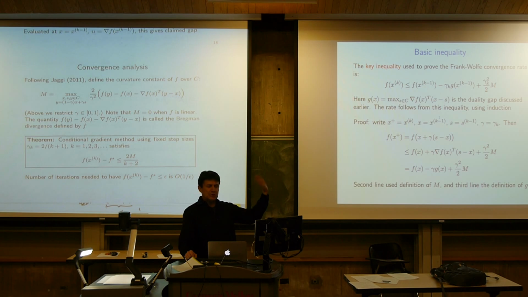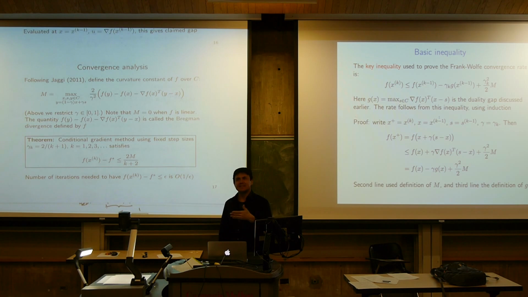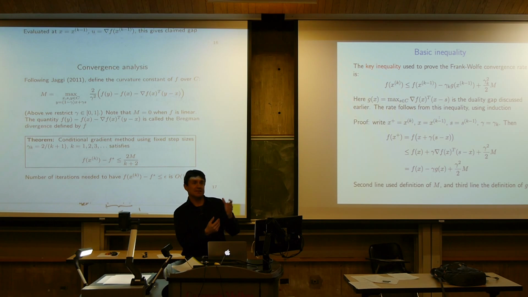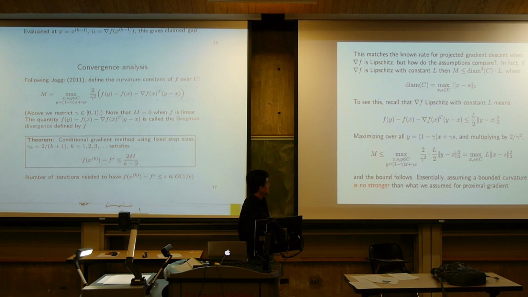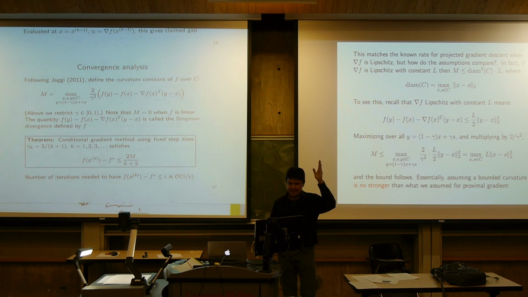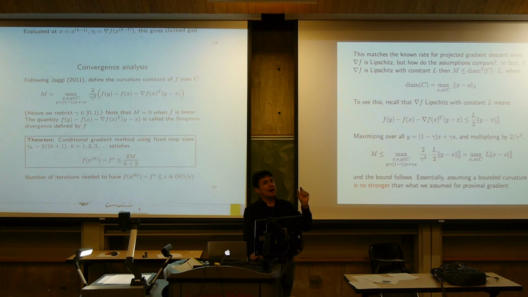If you think back about the kind of convergence statement that you had for, say, gradient descent, it was depending on the Lipschitz constant of your gradient. So is there any way that this could be compared to that? And the answer is yes, they can be compared. It turns out that if the objective function has Lipschitz gradient, the curvature can be bounded in terms of the Lipschitz gradient and the diameter of the set C.